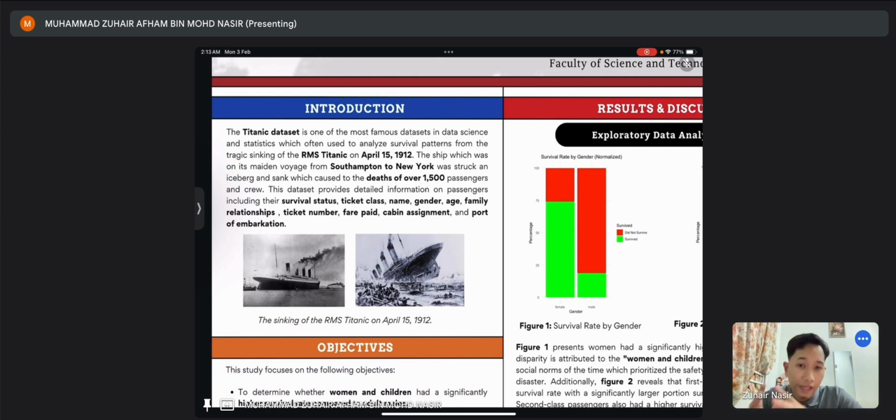This Titanic dataset is widely used in statistics and also data science, which contains information about passengers' survival status, ticket class, gender, age of the passengers, fare, family relationships, and also the embarkation port.